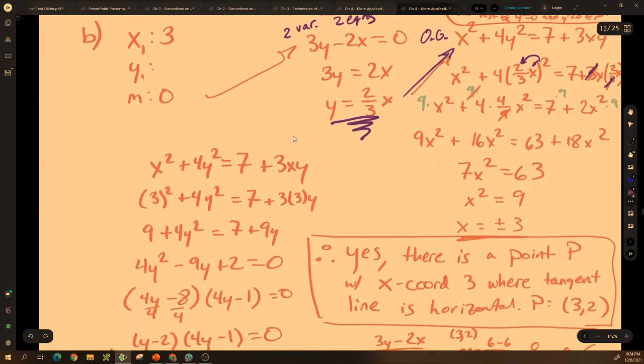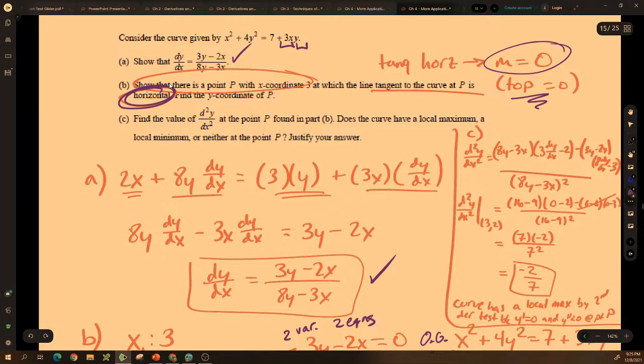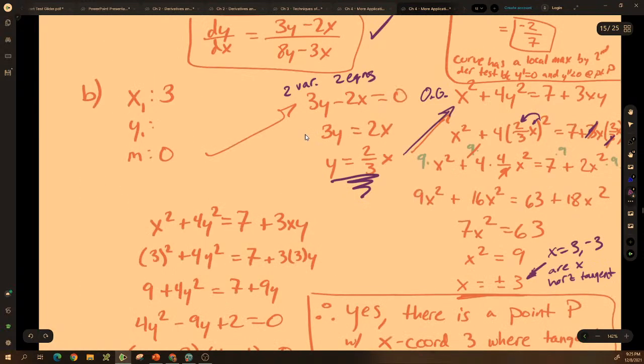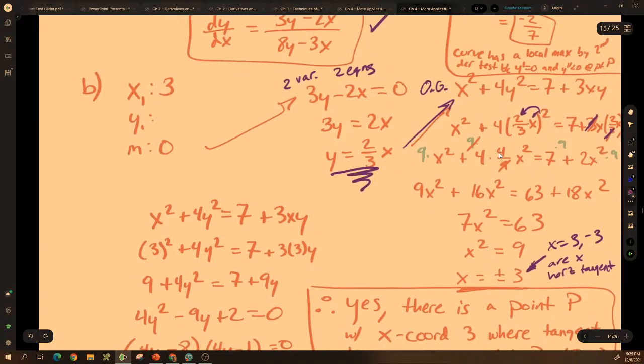What I just did is I just proved that x equals 3 and negative 3 are the x values for our horizontal tangent, which is nice. And so I showed that there's a point P with x coordinate 3 where there's a horizontal tangent. I just did that. So I kind of wrote in, therefore, yes, there's a point P with x coordinate 3 where the tangent line is horizontal. That's what I just did.